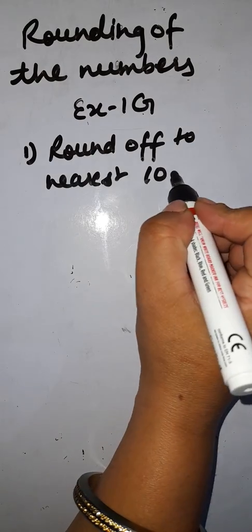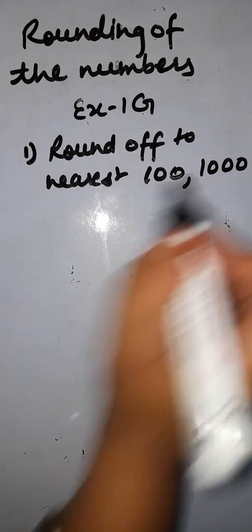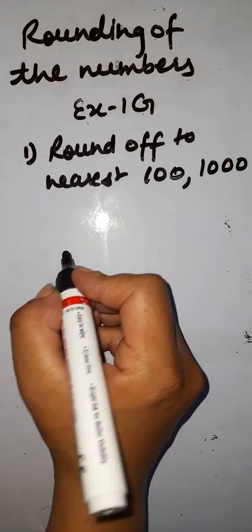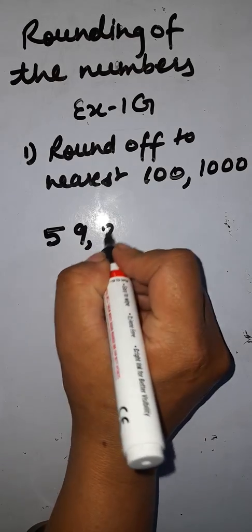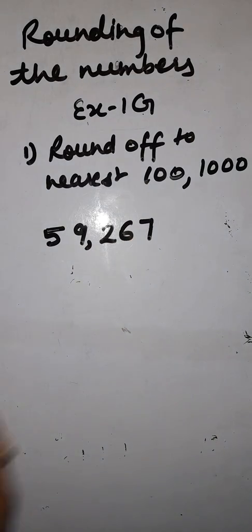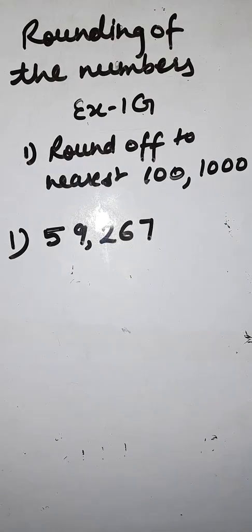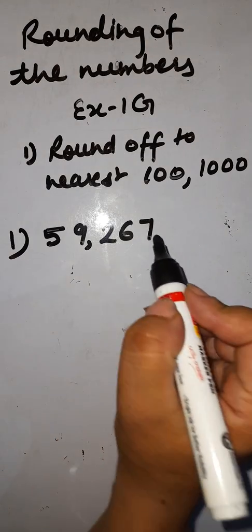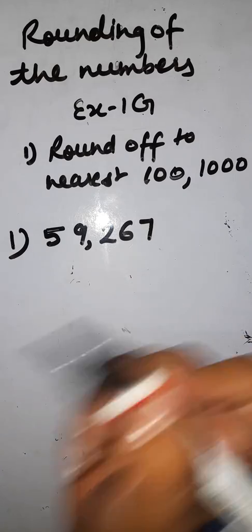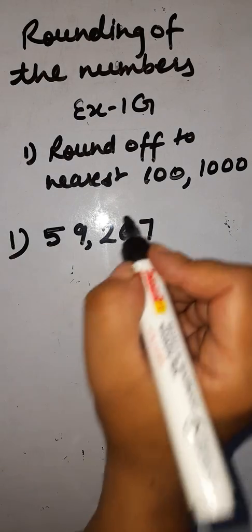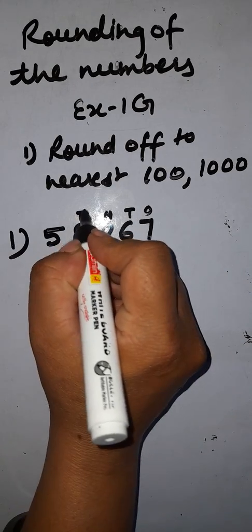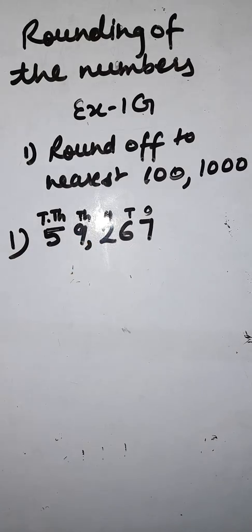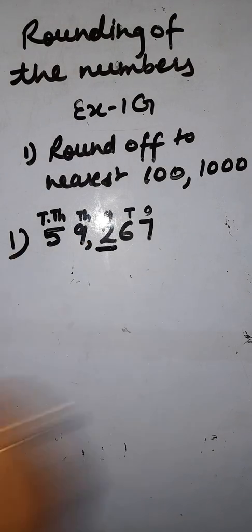Round off to the nearest 100 and 1000. Okay? So let's take the example. One example we will take: 5, 9, 2, 6, 7. First we will round this number to the hundreds place. Look here, in this number, which digit is in the 100 place? Ones, tens, 100, 1000, and this is 10,000. So this 2 is in the 100 place.